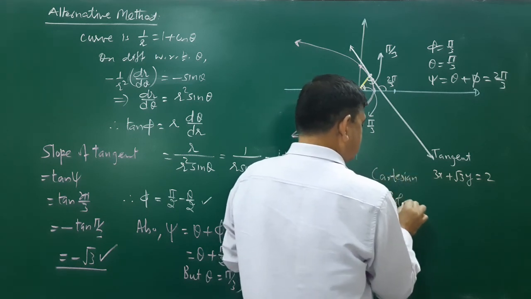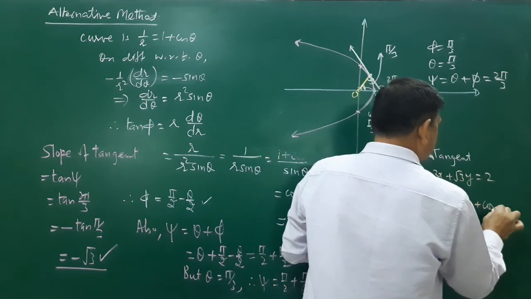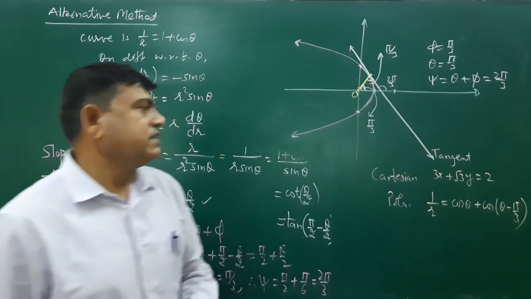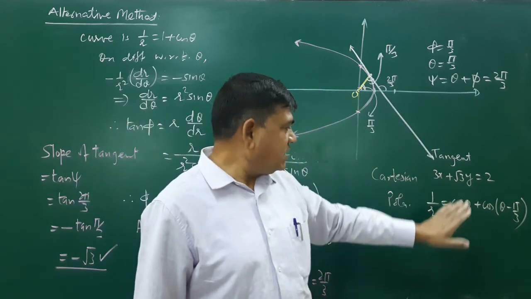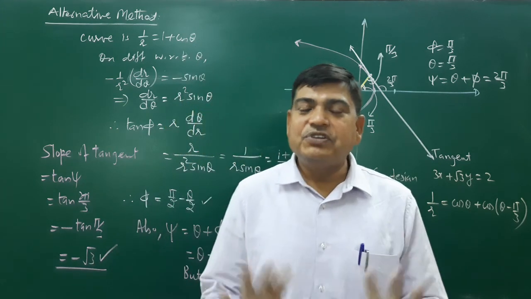And the polar equation is 1 by r equals cos theta plus cos theta minus pi. So this is the Cartesian equation of the tangent, and this is the polar equation of the tangent. So beautifully we have done it.